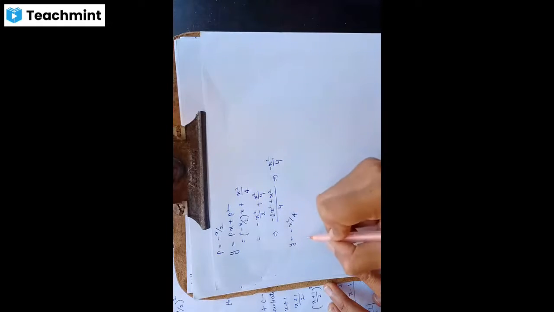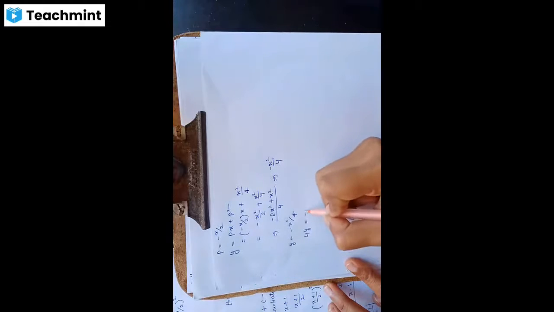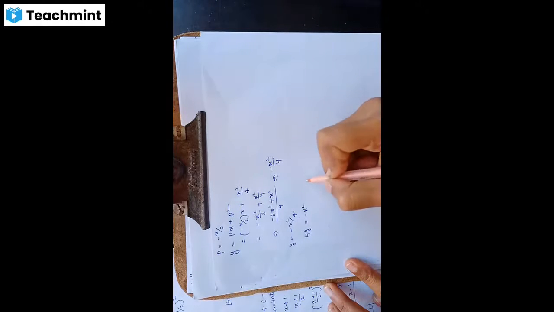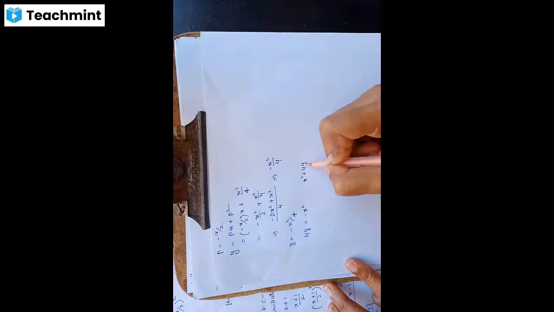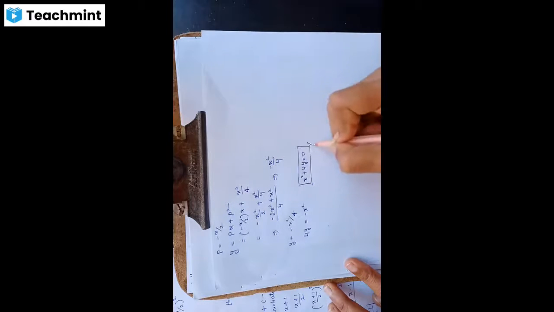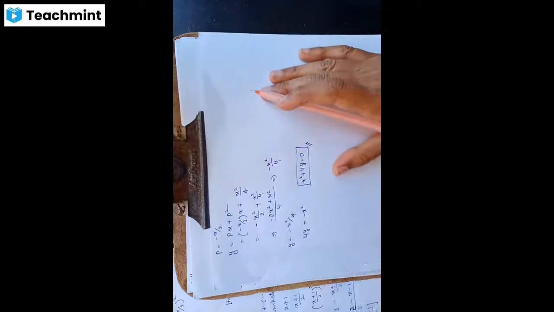Let us do the cross multiplication. 4y is equal to minus x square. So x square plus 4y is equal to 0 is our singular solution of the equation. Okay, so see the next example.